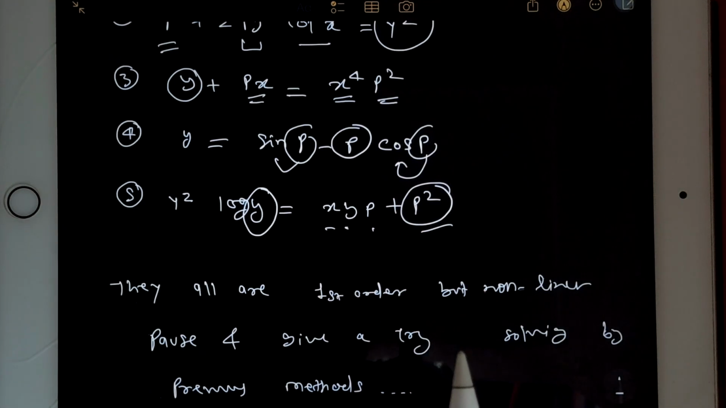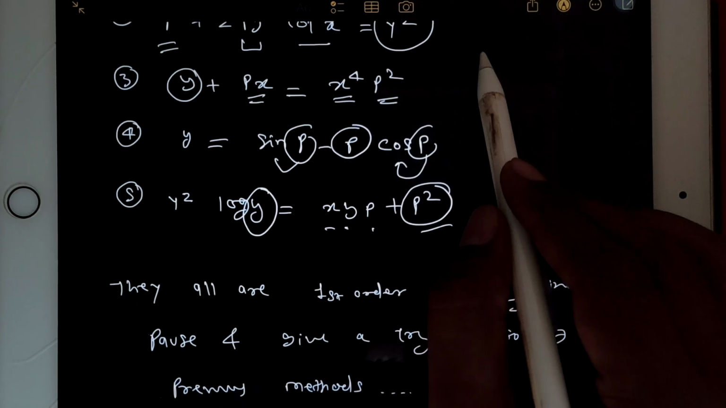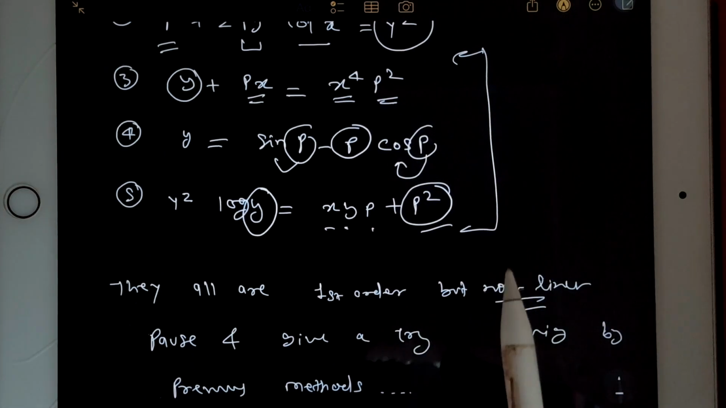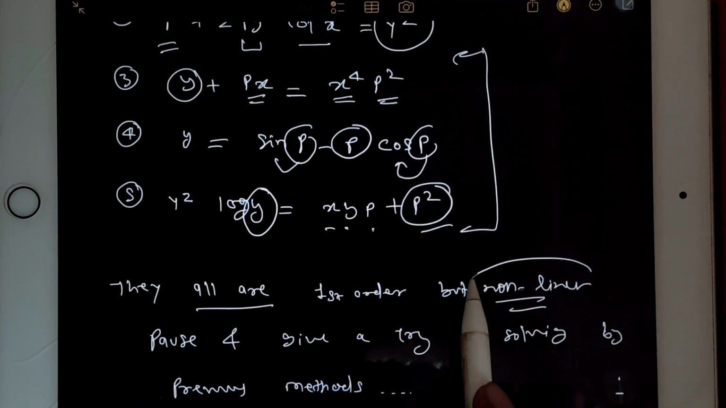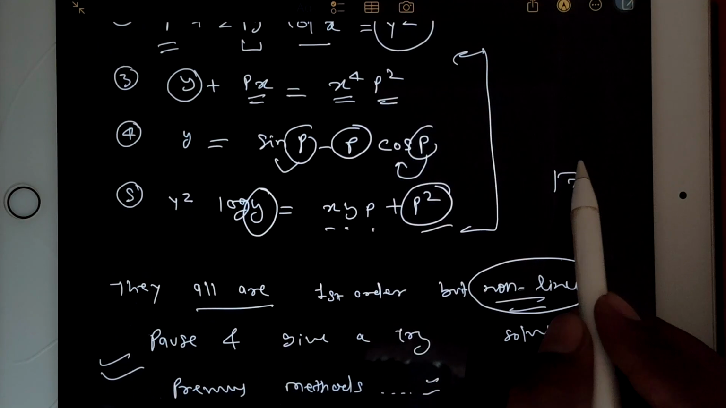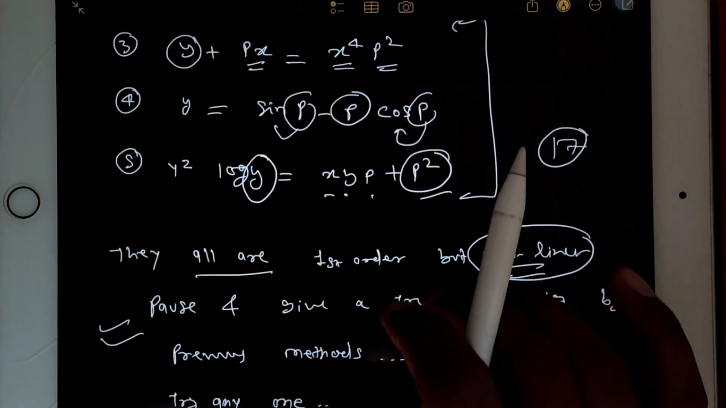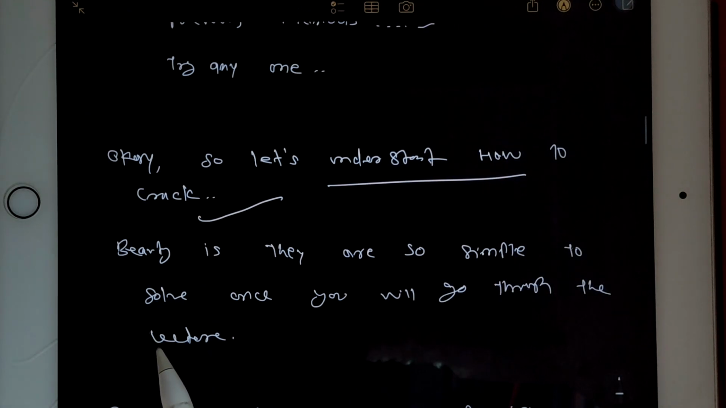So when we are solving these types of problems, they are special problems. They are non-linear, but they are very easy. Once I complete the lecture, you will find out that they are very easy. They are first order but non-linear. You pause and try, without learning the lecture: can you solve this problem using any previous methods, whatever we have done till lecture 17? So try any one. Okay, let's understand how to crack this question.